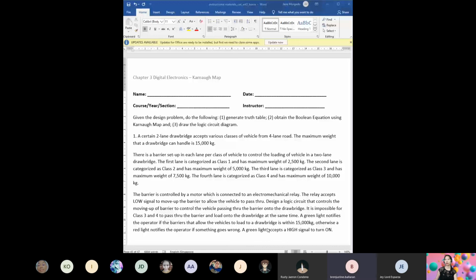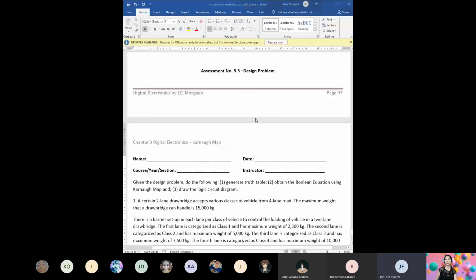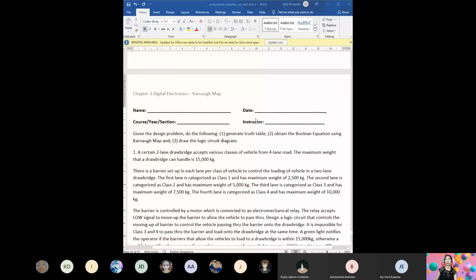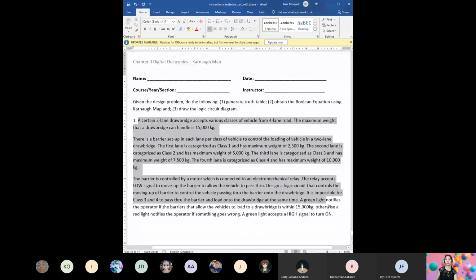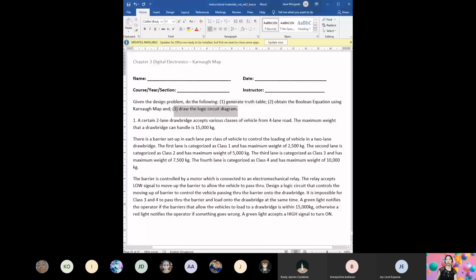Ito, sagutan nyo din to. Separate nyo tong assessment number 3.5. Okay? Generate truth table. So, ito na yung exam type na expect nyo. Problem lang ang bibigay ko. And then you should be able to generate truth table. Then, equation using K-map. Pwedeng may don't care na naka-incorporate doon. Then, you draw the logic circuit diagram. Pag may logic circuit diagram dyan, ipa-convert ko sa NAND o kaya sa NOR.